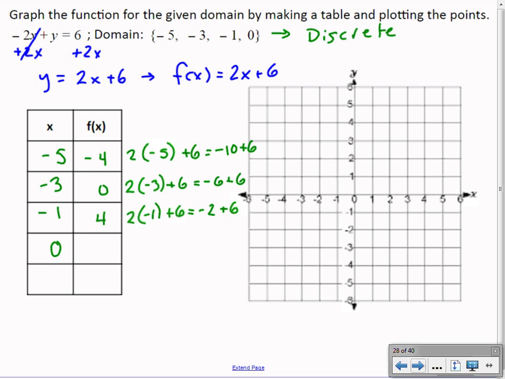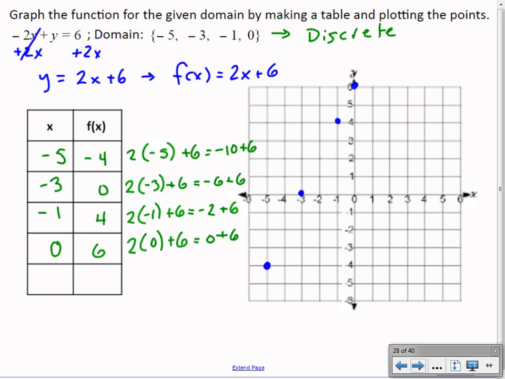And our last one here, we're plugging in 0. Remember, anything times 0 is 0. And 0 plus 6 gives us 6. So let's plot our points, and since it's discrete, that'll be it. We'll plot our points and we'll be done. So that's -5, -4; -3, 0; -1, 4; 0, 6. So there's our graph with the given domain.